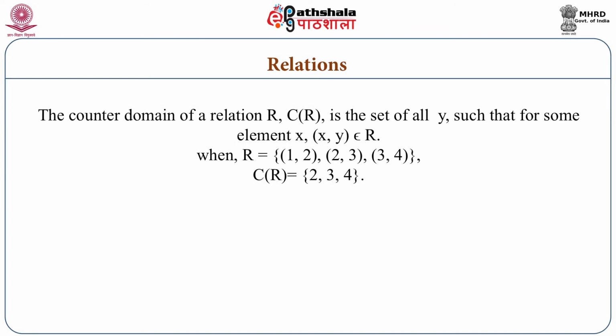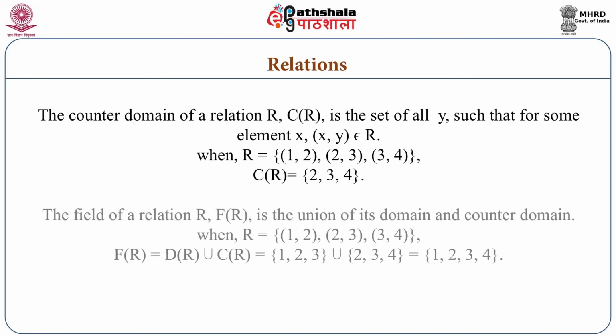Then the counter domain of a relation R. Given any relation, we can have a set called the counter domain. It is expressed by C(R), the set of all y such that for some element x, (x, y) is an element of R. Given any relation R, a collection of ordered pairs, (1, 2), (2, 3), (3, 4), the codomain of the relation is a set with members 2, 3, 4. Notice that 2, 3, 4 are the second elements of the ordered pairs.